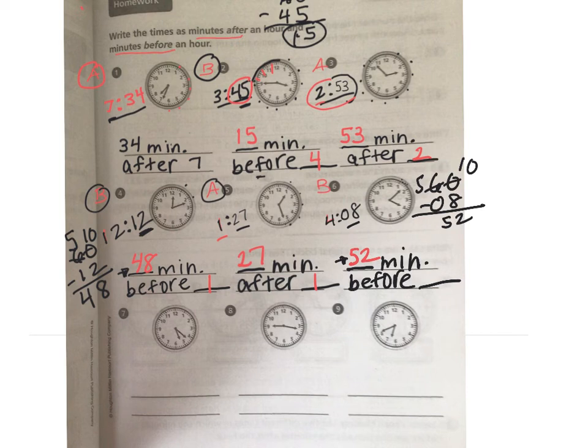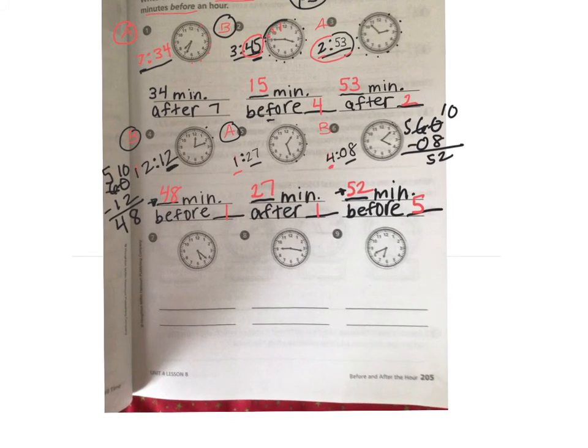what? Hopefully you're writing it down. Before 5, okay? So it's always going to be the next hour. Like if it says 4 up here, you're going to be putting 5 for that number, okay?